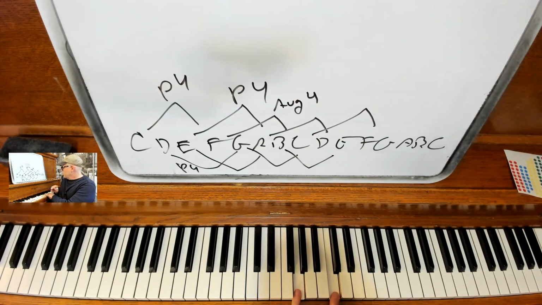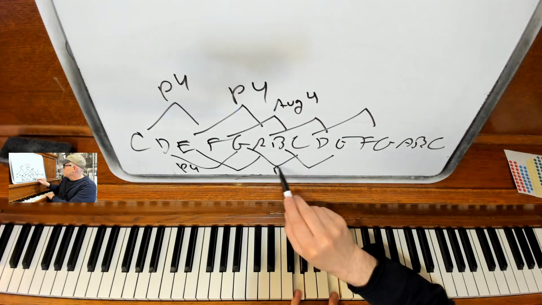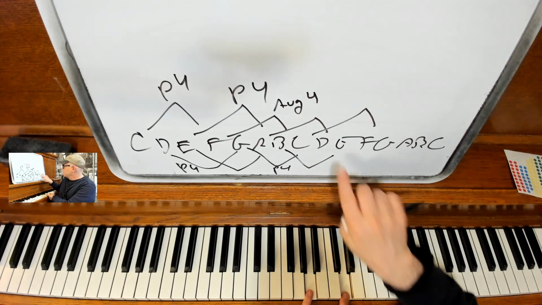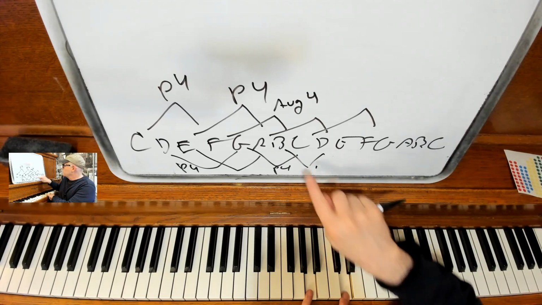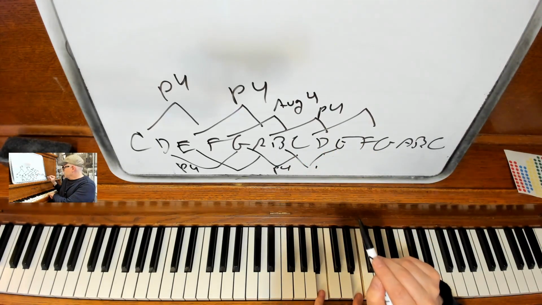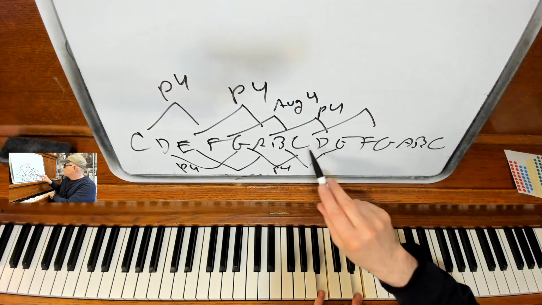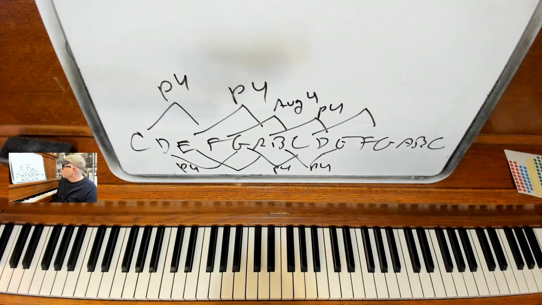And then we have G to A, that's a perfect fourth, and A to D, that's a perfect fourth, and B to E is a perfect fourth. All right, those are all perfect fourths. So as we go up the scale, this is the outlier.